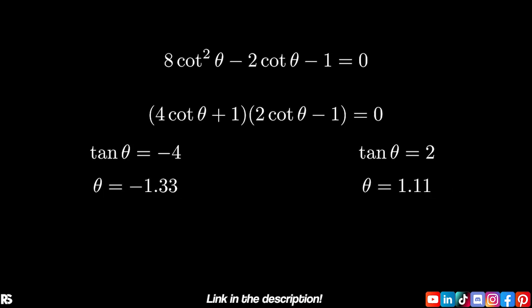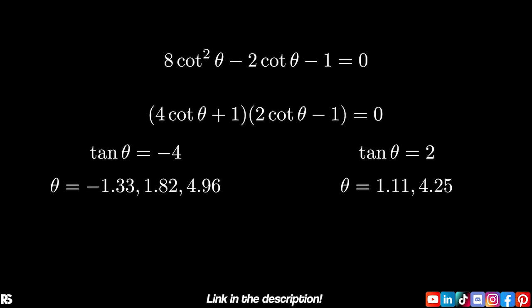Next, we remember the tan graph repeats every pi radians, so we can add and subtract pi as needed to find the other required solutions. The question asks for solutions between 0 and 2 pi, so we could ignore the first solution we obtained for tan theta equals minus 4.